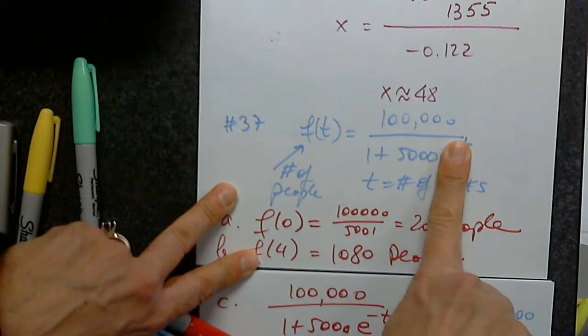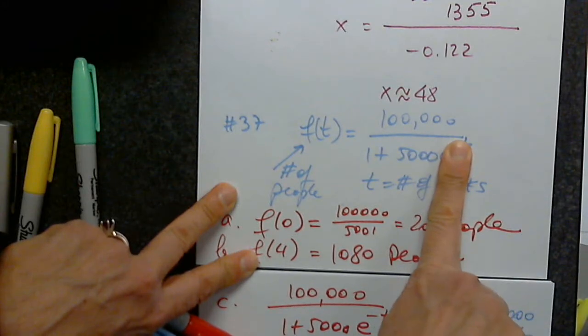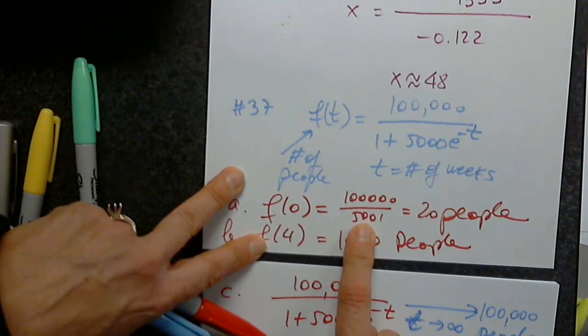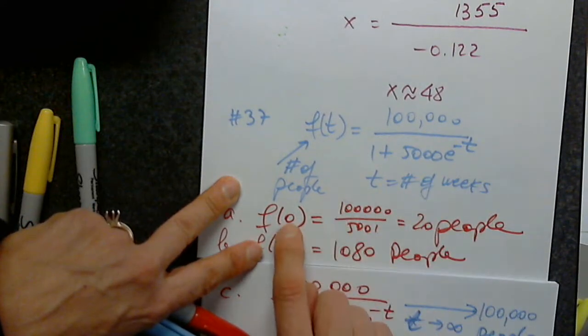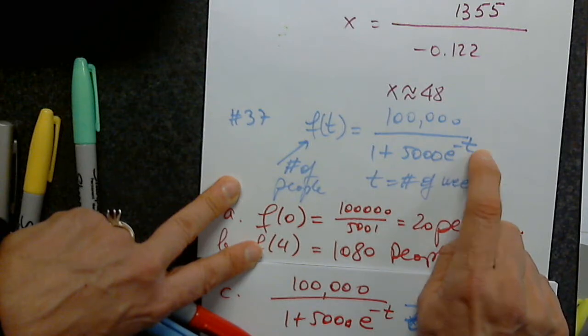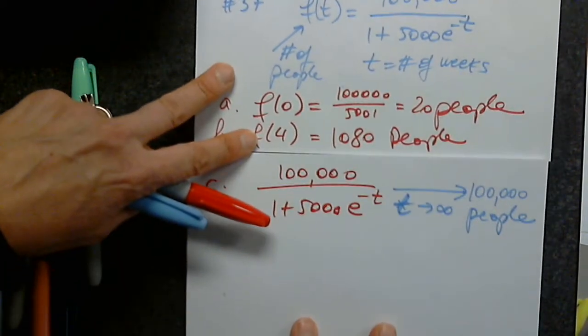E to 0 is 1. So 1 is there. 1 times 5,000, plus 1. So why is e to the minus t 0? T is 0. Oh, 0 times negative 1. Gotcha. That's okay. Very good.